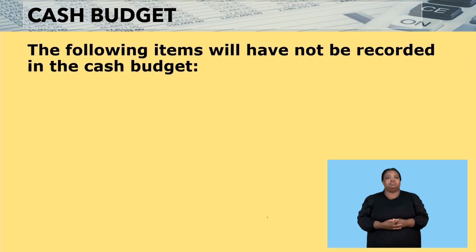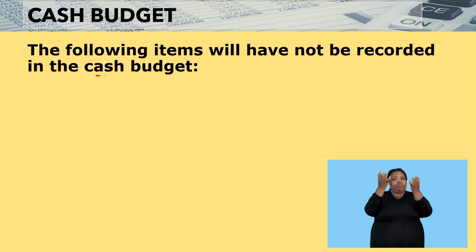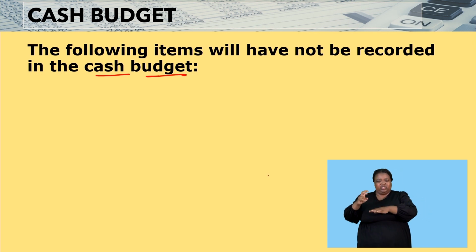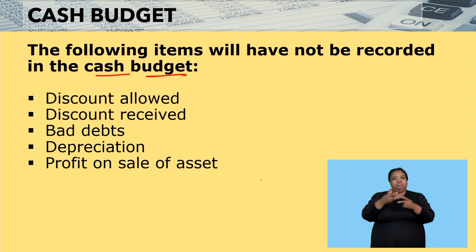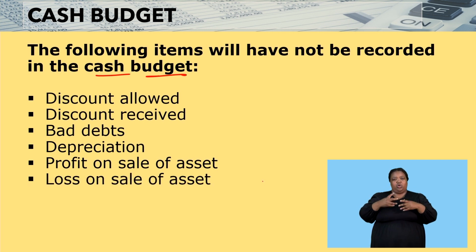The following items will not be recorded in the cash budget. When we prepare a cash budget, we need to record items that are known as cash items. And then there are items that do not involve cash, non-cash items. These non-cash items will not be recorded in the cash budget. The examples include discount allowed, discount received, bad debts, depreciation, profit on sale of an asset, and loss on sale of an asset. These are what we call non-cash items.